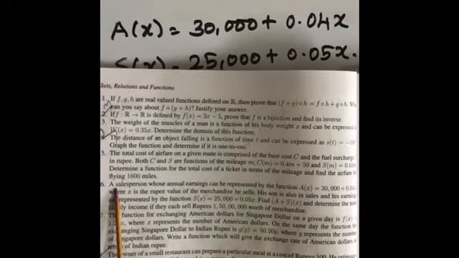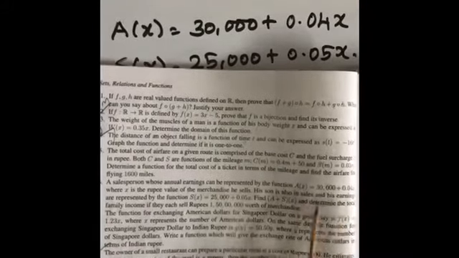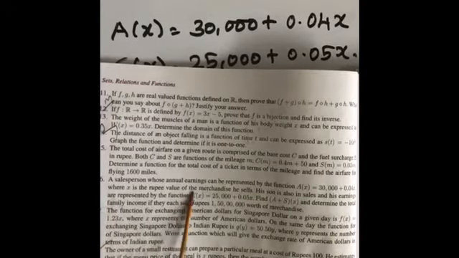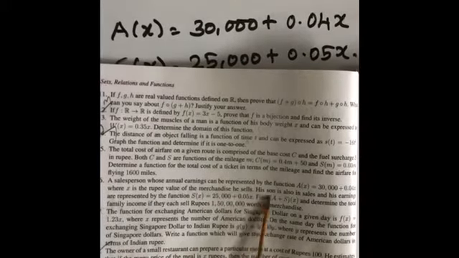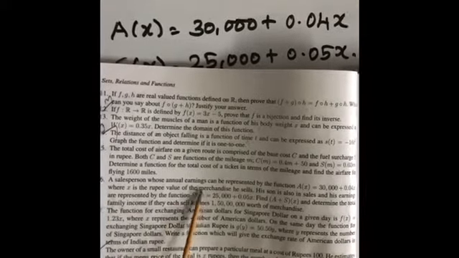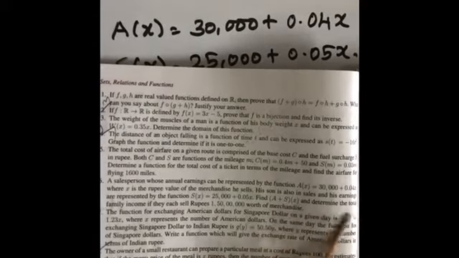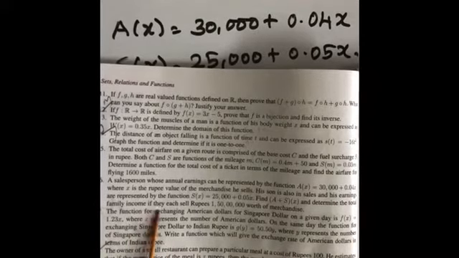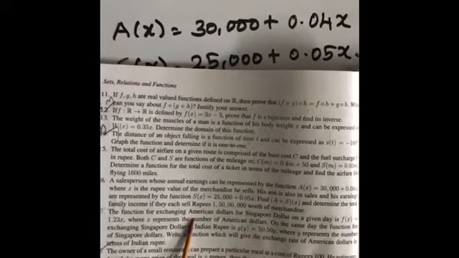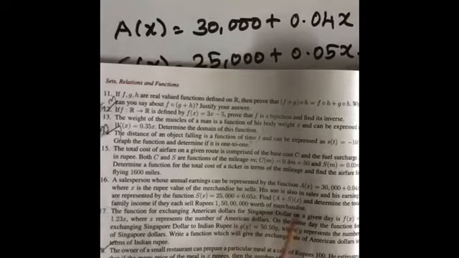Sixteenth problem. A salesperson whose annual earnings can be represented by the function A of x is equal to 30,000 plus 0.04 x, where x is the rupee value of the merchandise he sells. His son is also in sales and his earnings are represented by the function S of x is equal to 25,000 plus 0.05x. Find A plus S of x and determine the total family income if they each sell rupees 1 crore 50 lakhs worth of merchandise.